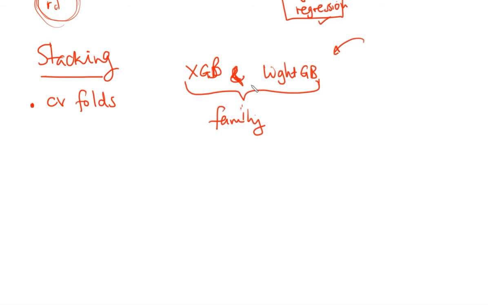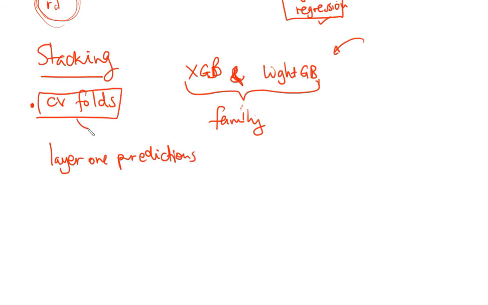When we stack, we create something called layer one predictions, and we have already done it. Remember, for our CV folds, we're keeping the predictions of the CV folds in our predict K folds data frame. So we already have those. For logistic regression, we have that data frame that was keeping the predictions. For random forest, we have those. For XGBoost, we have those. And for LightGBM, we have those. So those are going to be our layer one predictions.